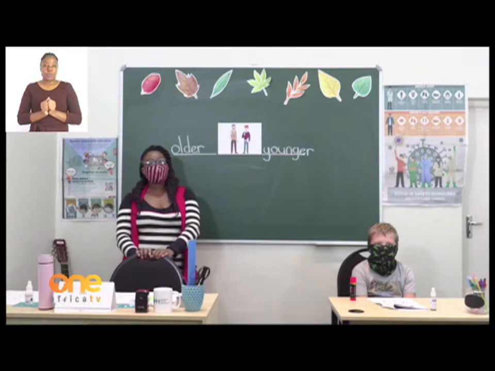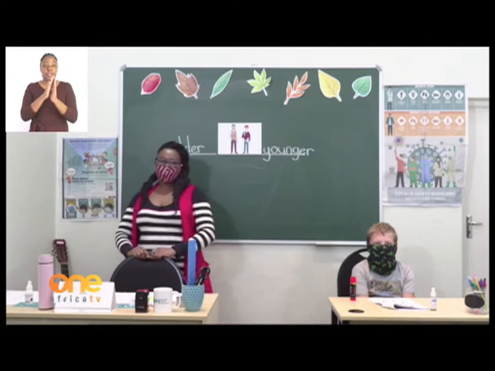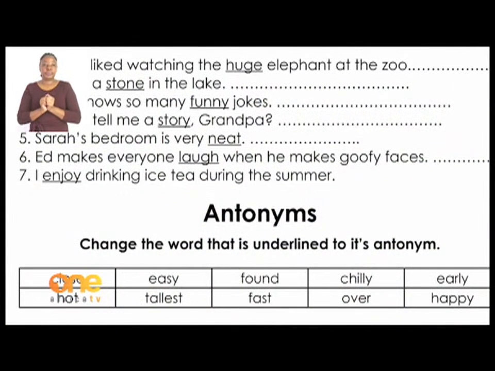Let's now turn to page 27 for our exercise. On page 27, you can see we are going to change those words into synonyms, the ones that were underlined. Let's look at number 1. Number 1 says, Tommy liked watching the huge elephant at the zoo. The word that is underlined there is huge. If you look at the synonyms that you can find, another word for huge can be big or large. So you can write the word big.